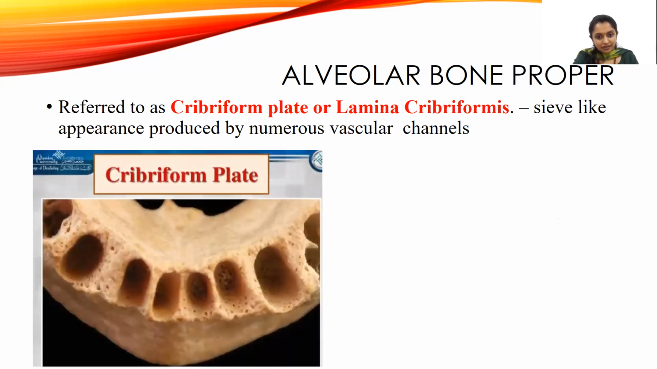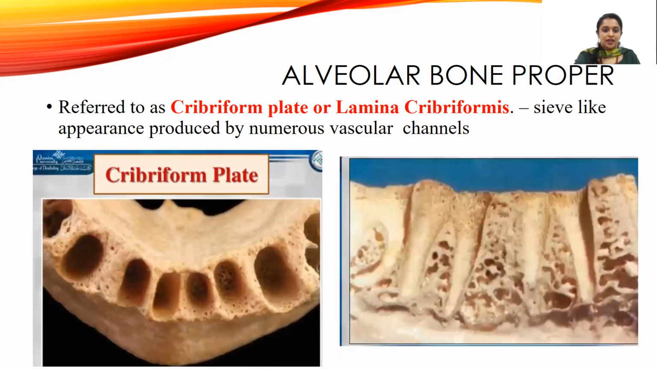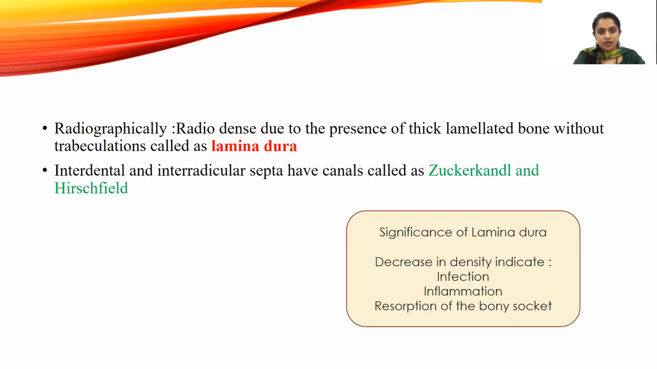So here you can appreciate that this is the cribriform plate. You can find numerous sieve-like vascular channels or openings, and these openings help blood vessels in the transportation of blood into the periodontal ligament fibers. The next is that radiographically, alveolar bone proper is termed lamina dura. This is another favorite viva question, and it is a radio-dense structure, due to the presence of thick lamellated bony trabeculation.